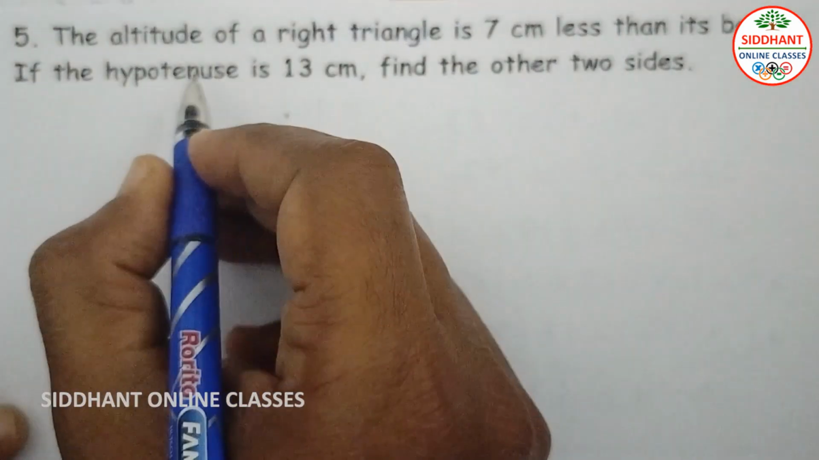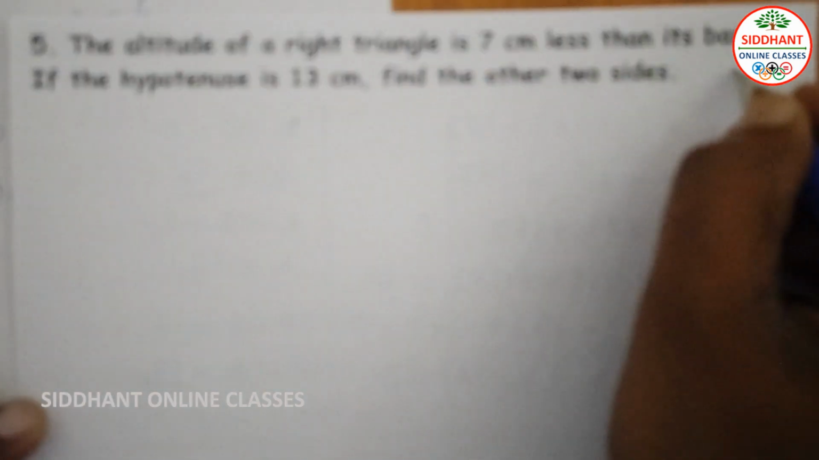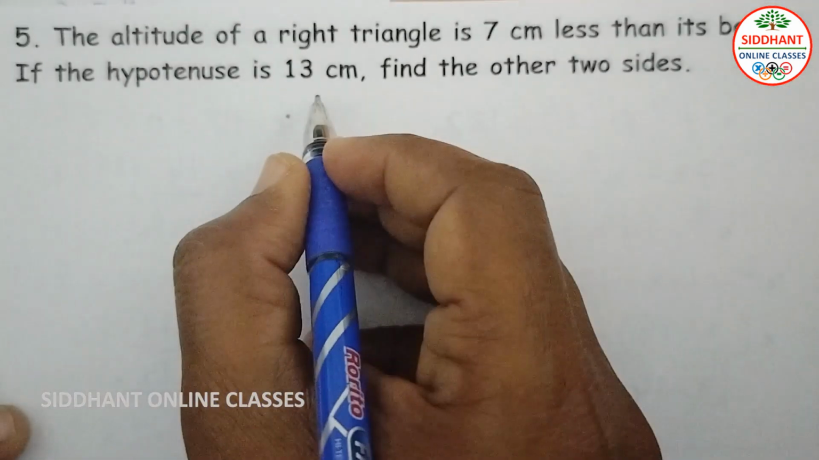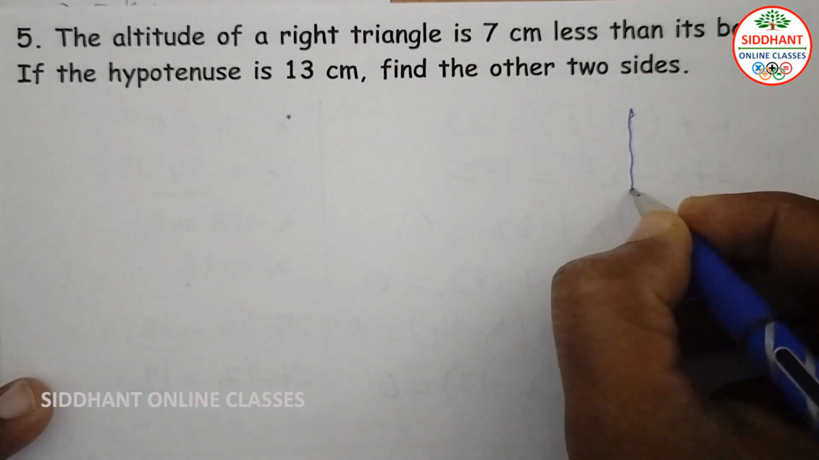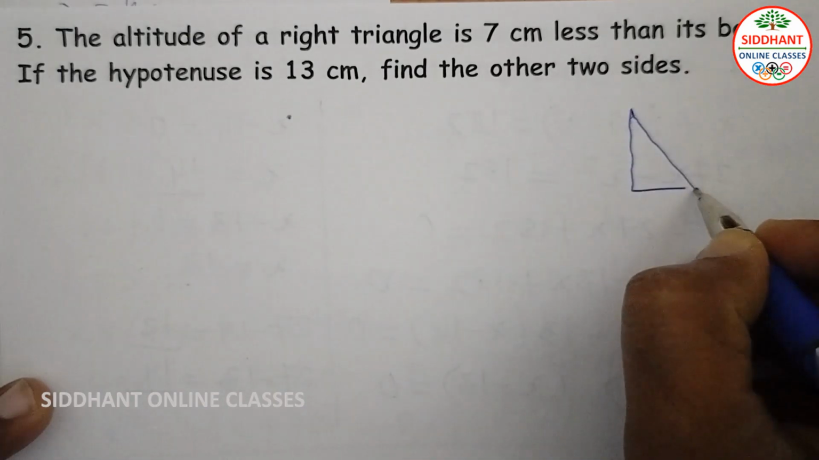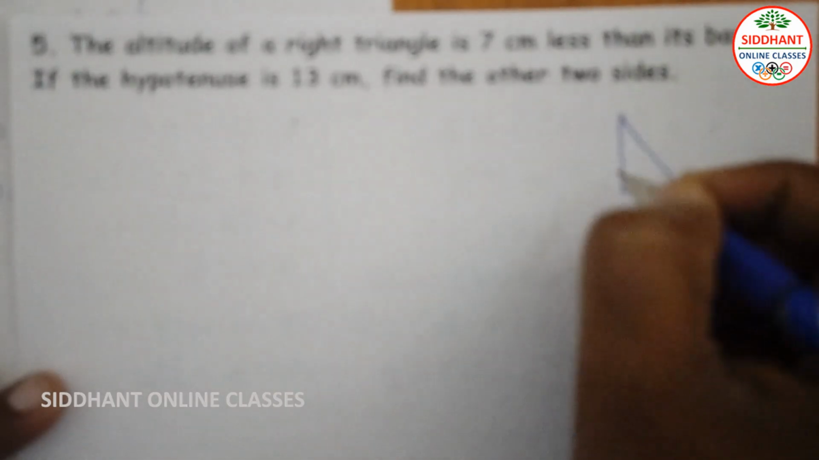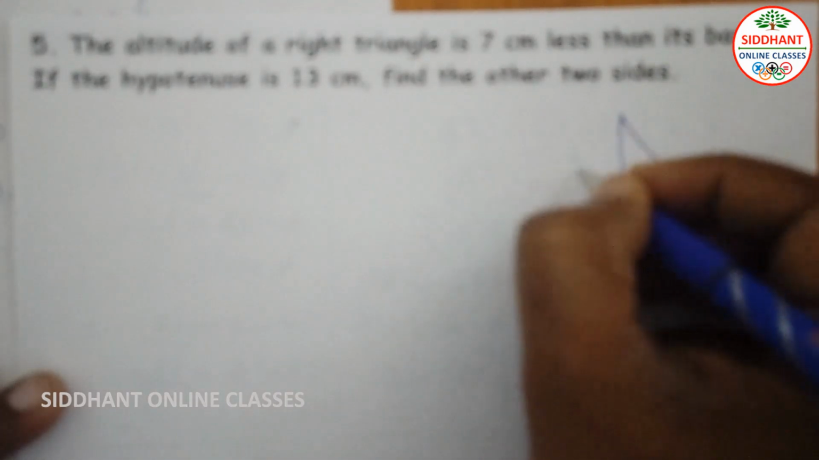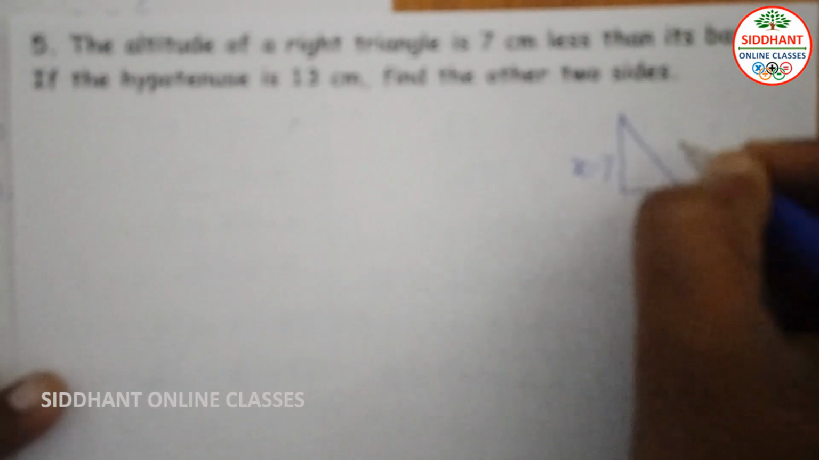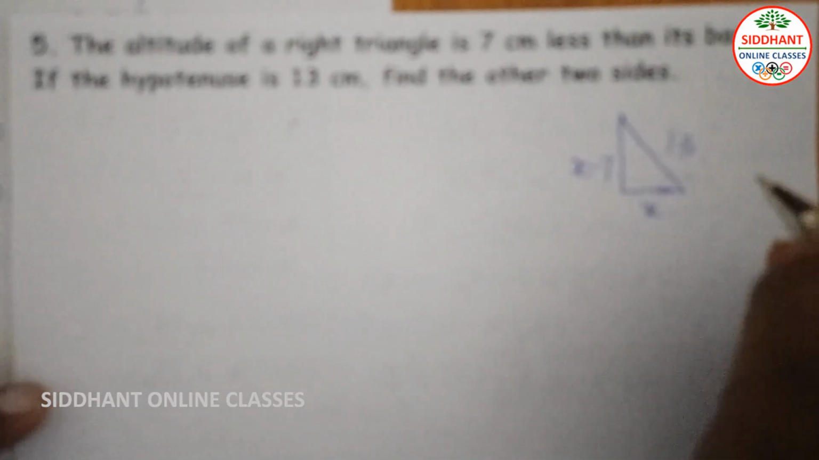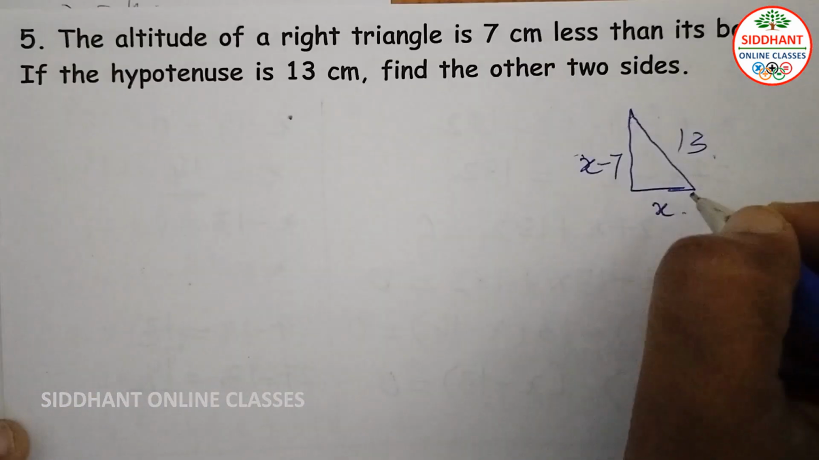Question number 5. The altitude of a right triangle is 7 centimeters less than its base. If the hypotenuse is 13 centimeters, find the other two sides. So here a right triangle is given. So base, if you are going to take x, the altitude is 7 centimeters less, that means x minus 7 here, and the hypotenuse is 13 centimeters here.